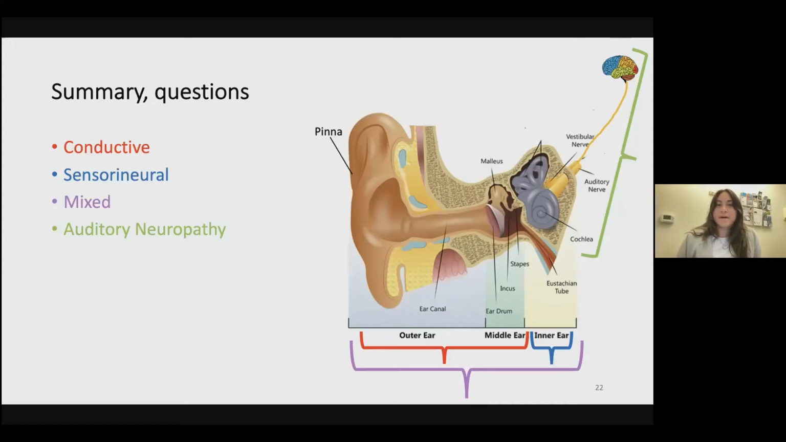So in summary, we talked about 4 different types of hearing differences. A conductive hearing difference, which is due to a difference in the outer ear or middle ear. A sensorineural difference, which occurs in the inner ear or up to the auditory nerve or the brain. A mixed hearing difference, which is a sensorineural hearing difference, and then on top of that, a blockage of some sort in the outer ear or middle ear. And lastly, we discussed auditory neuropathy, which occurs in the inner ear, nerve, or in the brain, and is due to a dyssynchrony of the neurons.